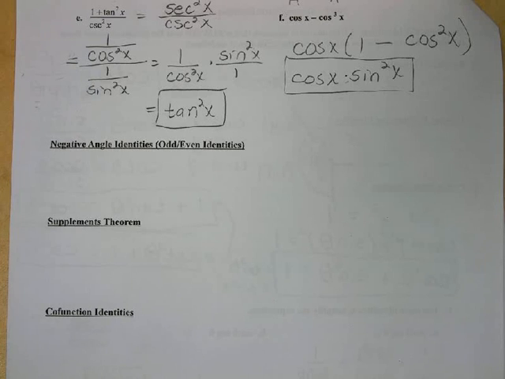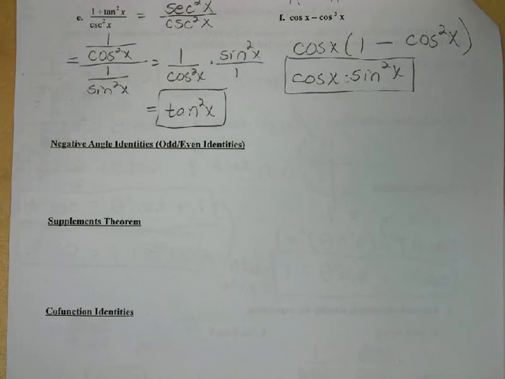In this second video on Unit 8, we're going to look at a few more identities. So far we've looked at the reciprocal trig functions, the cotangent identity, the tangent identity, and the three Pythagorean identities. We're going to add a few more today.